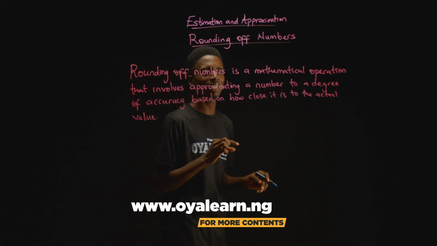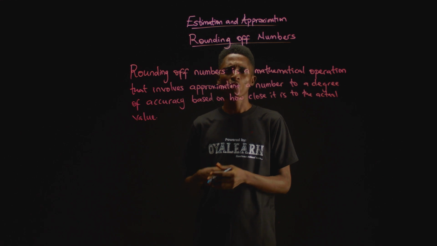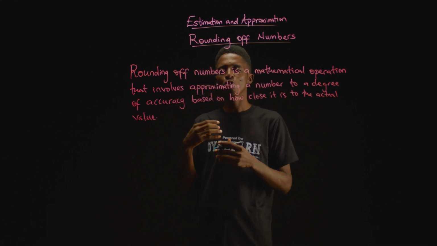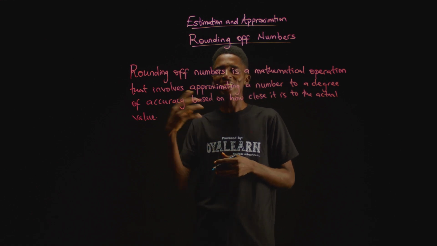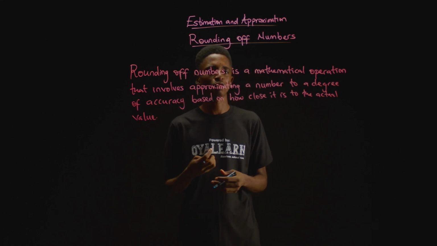So just like in the case where you approximated 98 to 100, you see that 98 is very close to 100. So in that case, you just rounded it off to the next value that is very close to it, and you use the number 100.